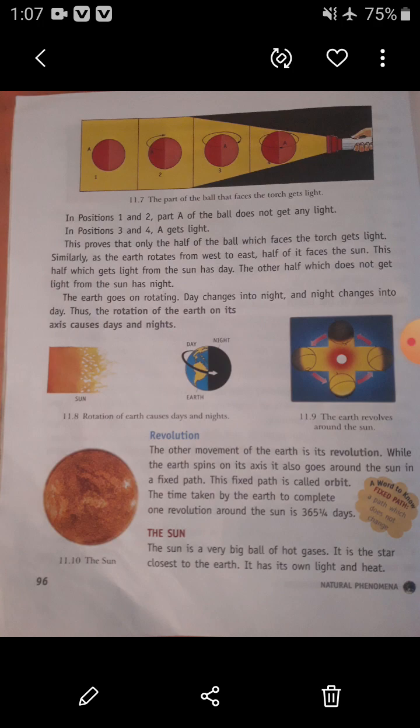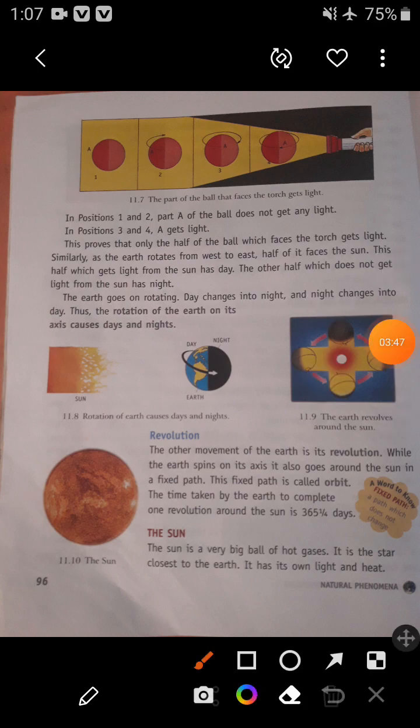Okay? So students, look at the given picture. Here, this is the sun. The half part of the Earth that faces the light of the sun has day, and the other side, which does not get light from the sun, has night. Students, I hope you understood this with the help of the diagram that is given here.